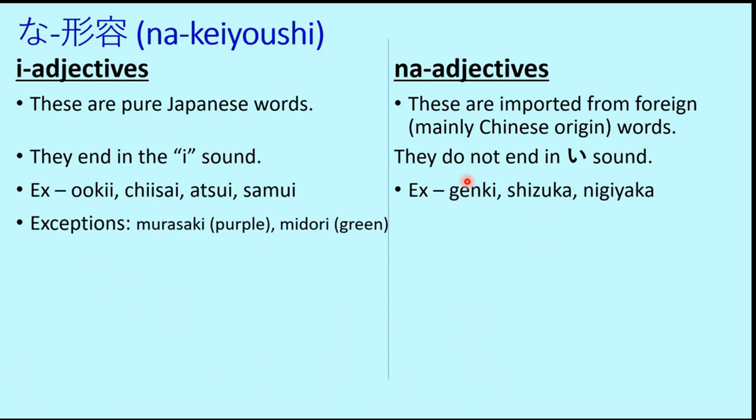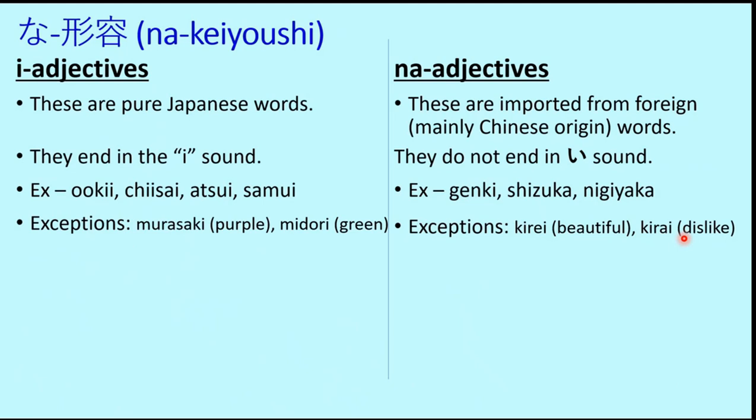But before that, let's talk about some exceptions. As we have learned in the last lesson, there are certain adjectives of the i-adjectives category which do not end in i. So these exceptions include murasaki, which is used for purple color, and midori, which is used for green color. So these are not ending in the i sound. Likewise, in na-adjectives also, there are exceptions. For example, kirei. As you can see, kirei ends in the i sound. So it should have been ideally part of these i-adjectives. But since kirei is not a Japanese origin word, this cannot be part of the i-adjectives. Kirei means beautiful. Similarly, kirai also ends in i, which means dislike.